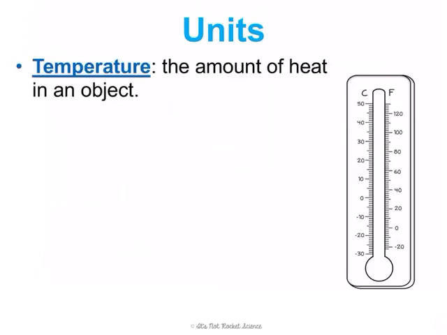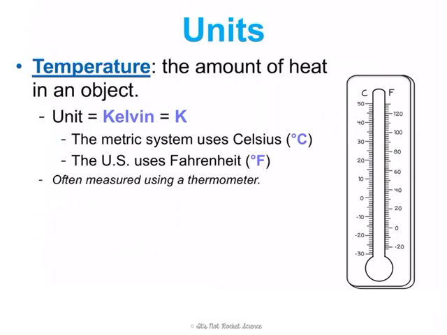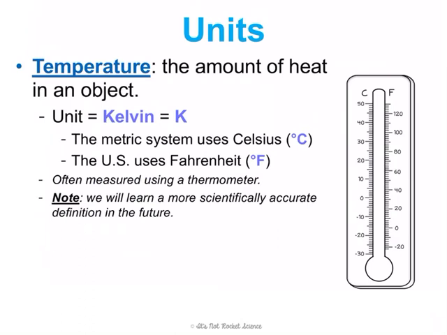All right, temperature is the amount of heat in an object. Right, the base unit for that is actually a unit called Kelvin. The metric system uses Celsius, but in the SI system, we technically use Kelvin. And the US uses Fahrenheit. Right, so we will measure this with a thermometer. We learn a more scientifically accurate definition of temperature later on in this course, but for right now, we'll just go with the amount of heat in an object.